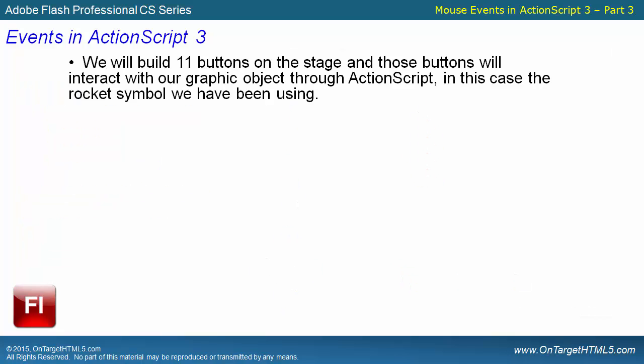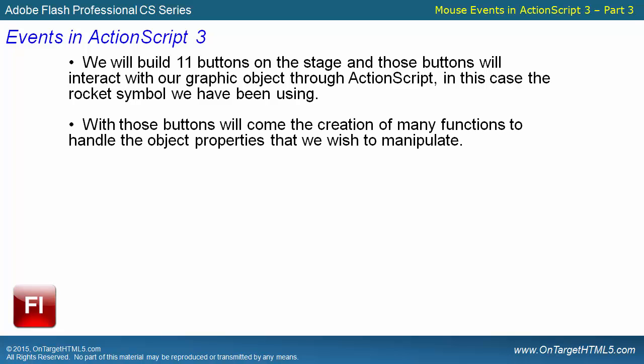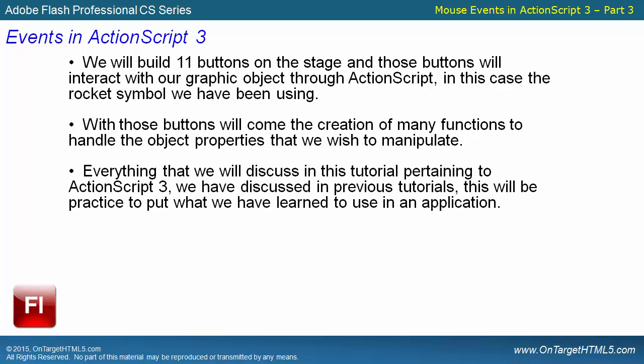We'll build 11 buttons on the stage, and those buttons will interact with our graphic object through ActionScript. In this case, the rocket symbol that we've been using in the past exercises. With those buttons will come the creation of many functions to handle the object properties that we wish to manipulate on that rocket symbol. Everything that we will discuss in this tutorial pertaining to ActionScript 3, we've already discussed in previous tutorials. This will just be practice to put everything that we've learned to use in an application.